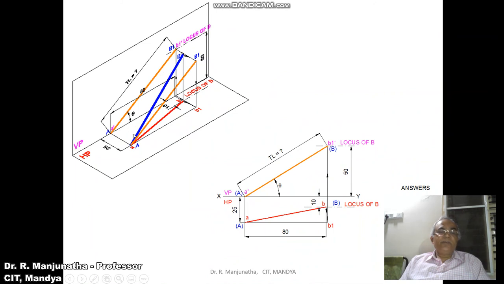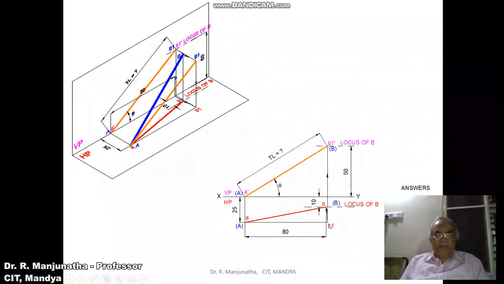This is theta. Similarly, when you look in the orthographic view, you have the XY line. You can see A is in front of VP by 25 mm and A is in HP. B is 10 mm in front of VP and 50 mm above HP. We know the distance between the end projectors is 80 mm, which cuts both the front view and the top view. So you get this line, small ab, which is the top view. You make the line parallel to VP, so you get a in VP, b1. A is in front of VP by 25 mm and B1 is also in front of VP by 25 mm.